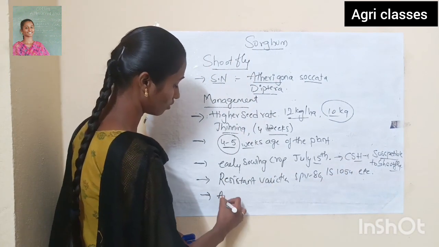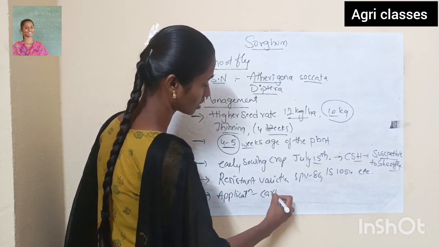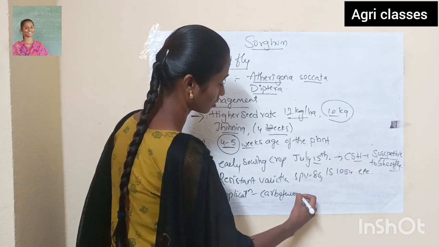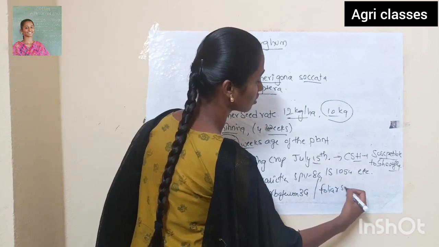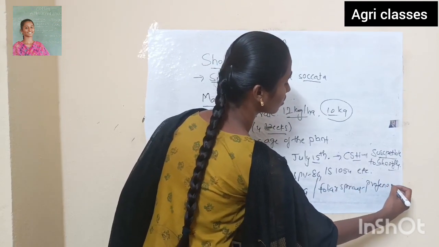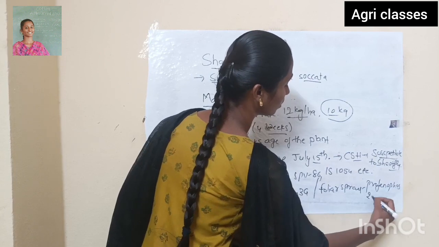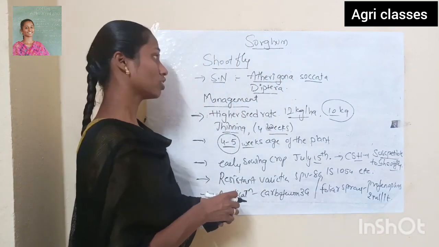Then application of carbofuran 3G granules, or foliar spray with profenofos, 2 ml per liter of water. So this is the management of sorghum shoot fly.